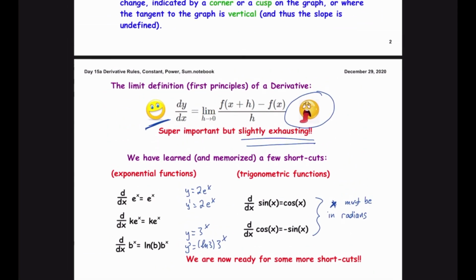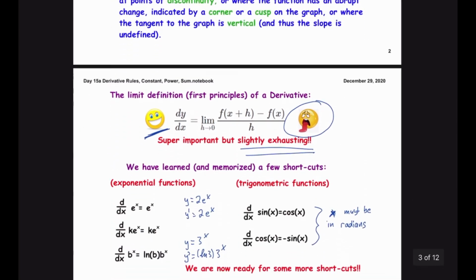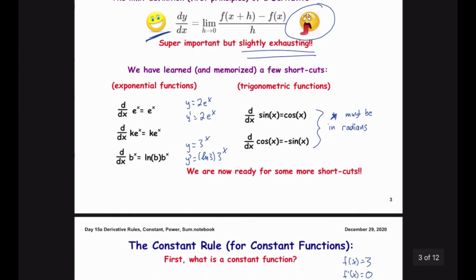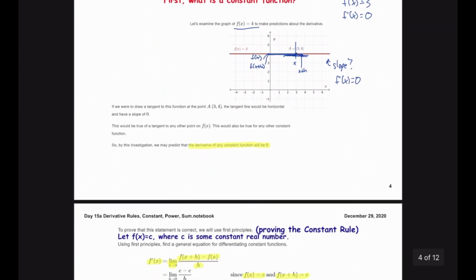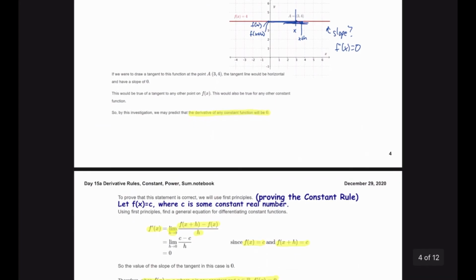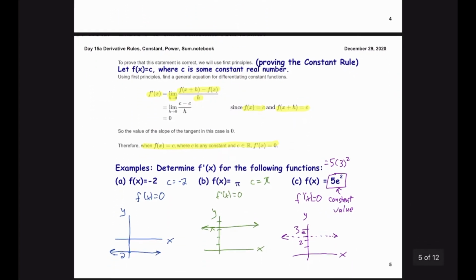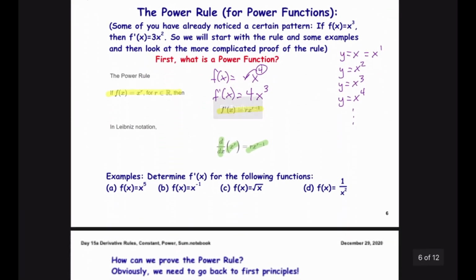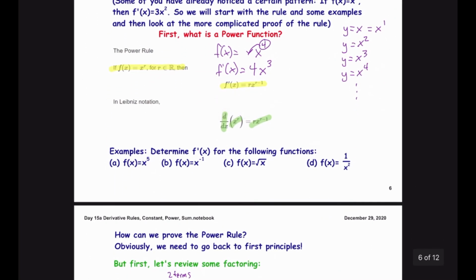All right. So we saw that we don't need to use first principles every time. We can take some shortcuts. So we saw our constant rule. The derivative of a constant function is equal to 0. We saw the power rule. So when we're dealing with polynomials or just any variable with an exponent on it, we can bring the value of the exponent down in front as a constant multiplier for our variable x, and then subtract 1 from our exponent.